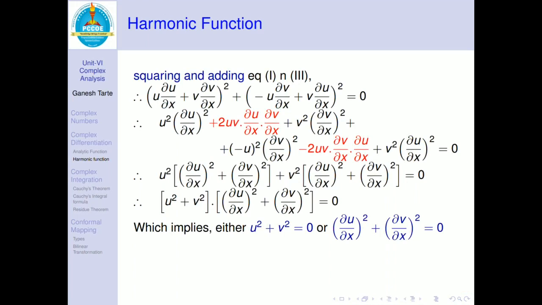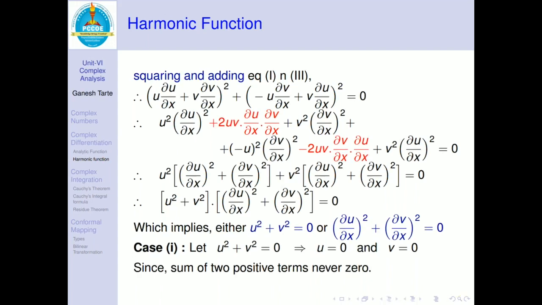Case number 1: suppose u square plus v square is 0. We know that u square and v square are square terms, and a square term is never negative, and therefore their sum should be positive always, and hence u square plus v square equals 0 is possible only if u is 0 and v is 0. So if u and v are 0, f of z, which is u plus iv, becomes 0, and we know that 0 is a constant number. Therefore our aim is achieved, meaning f of z is a constant function.